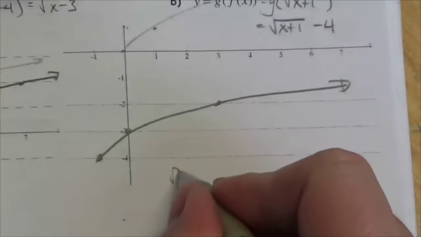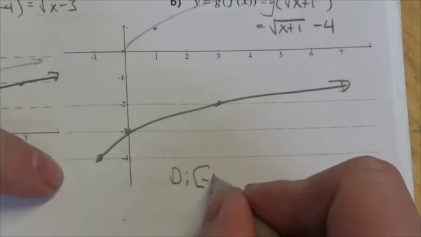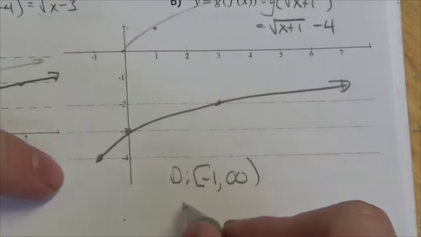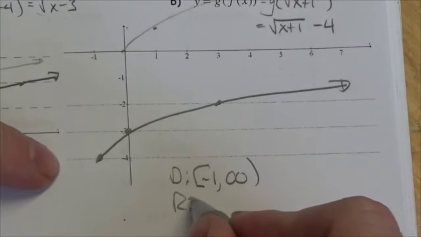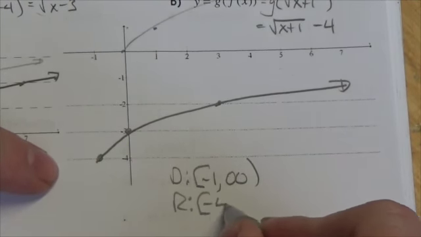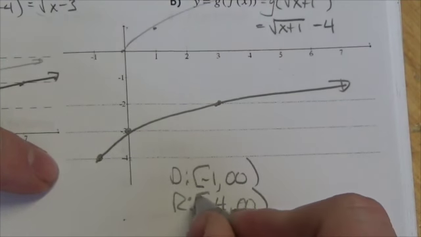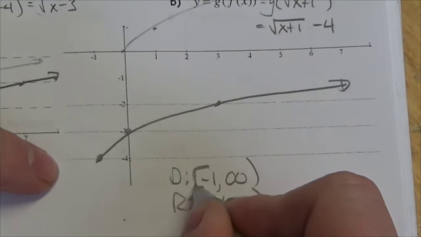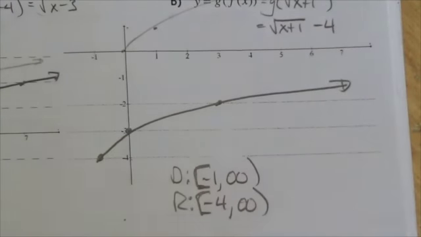My domain is going to start at -1 and go out to infinity. My range is going to start at -4 and go out to infinity. Square brackets on both of those, because we are including those endpoints.